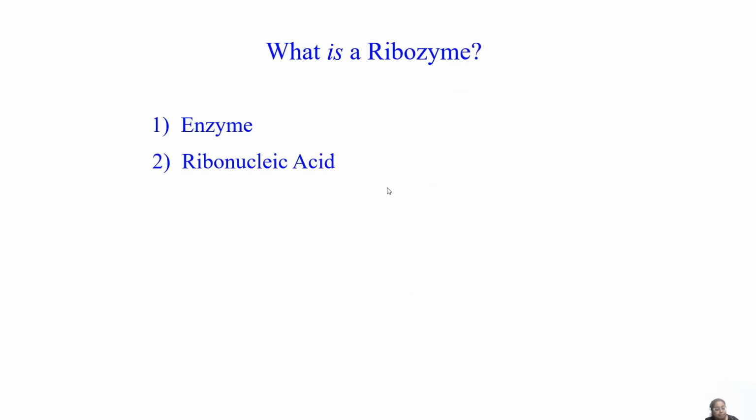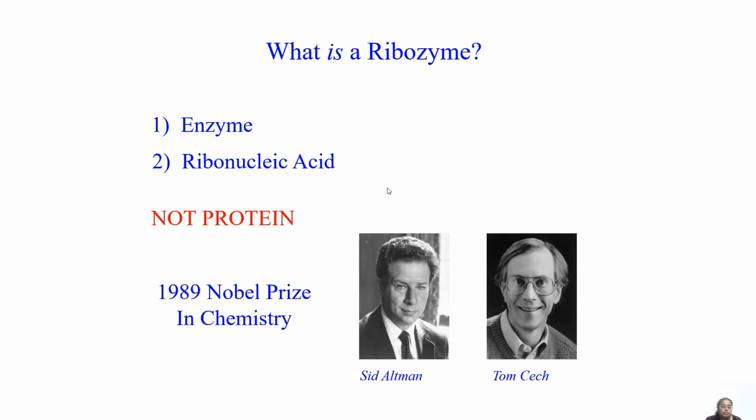We know it's an enzyme. That's pretty self-explanatory. We know that it's ribonucleic acid. It's not a protein, right? This thing actually got the 1989 Nobel Prize in Chemistry, awarded to Sidney Altman and Thomas Cech.